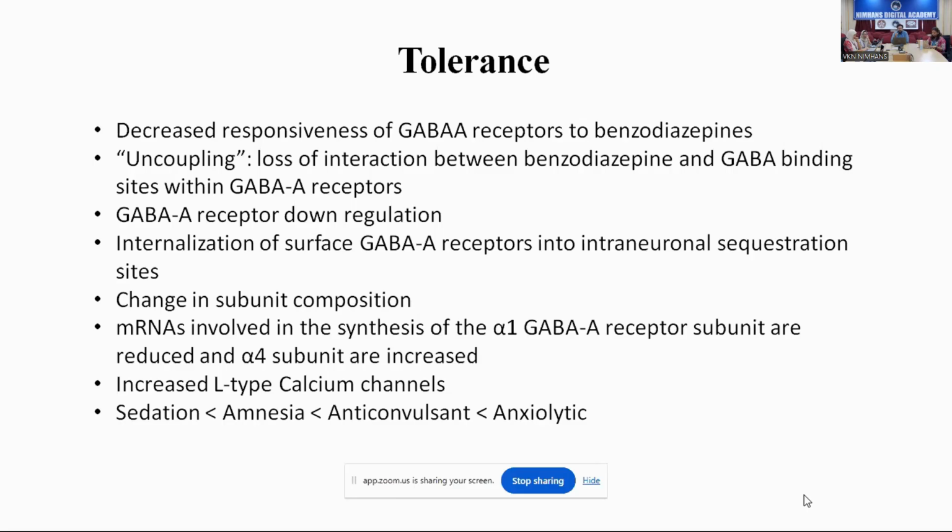The second way in which patients develop tolerance is down regulation of benzodiazepine receptors. Chronic use of benzodiazepine actually leads to a decrease in your benzodiazepine pentamers in your brain and in areas which are known to induce sleep. That's one way of tolerance. The other way of tolerance is at the mRNA level. The mRNAs involved in the synthesis of the alpha-1 GABA A receptor are reduced and alpha-4 subunits are increased. Alpha-4 subunits are known to be resistant to benzodiazepines. So these are some of the reasons why tolerance can develop to benzodiazepines.